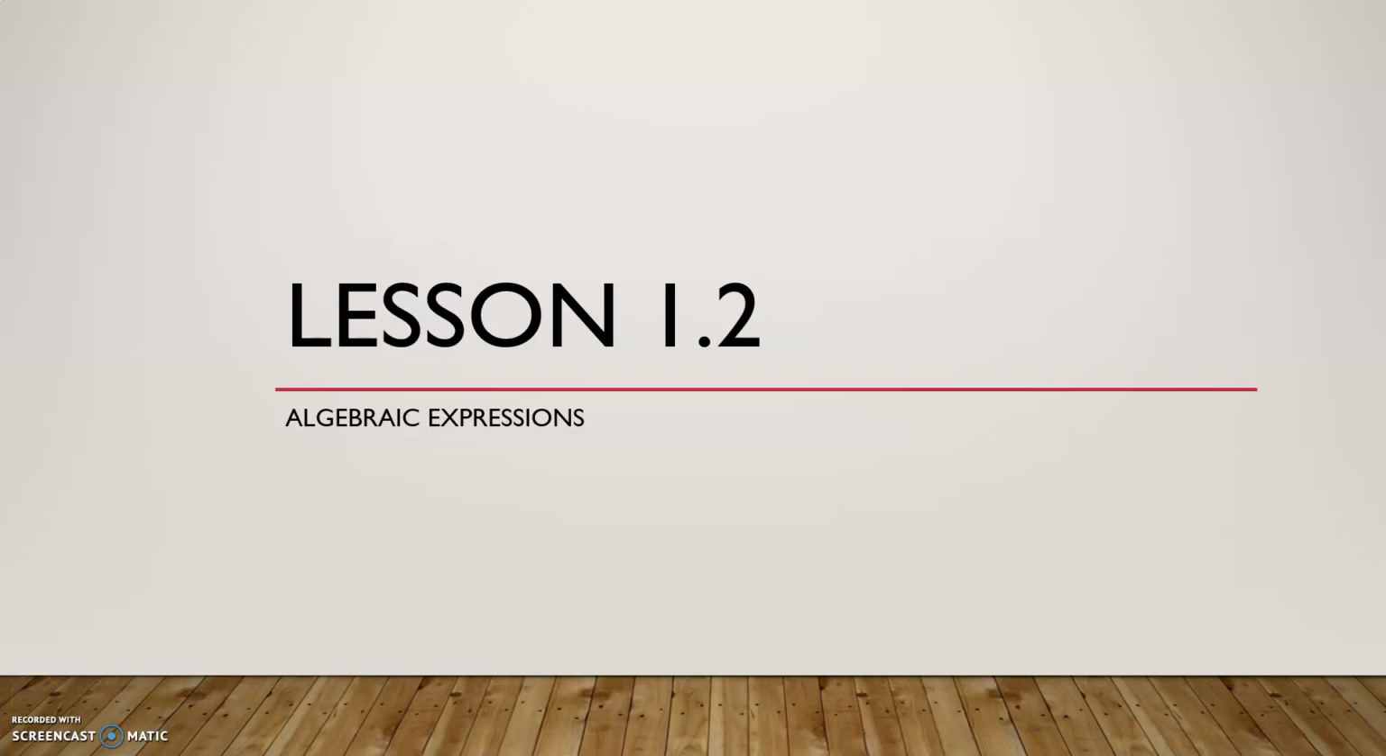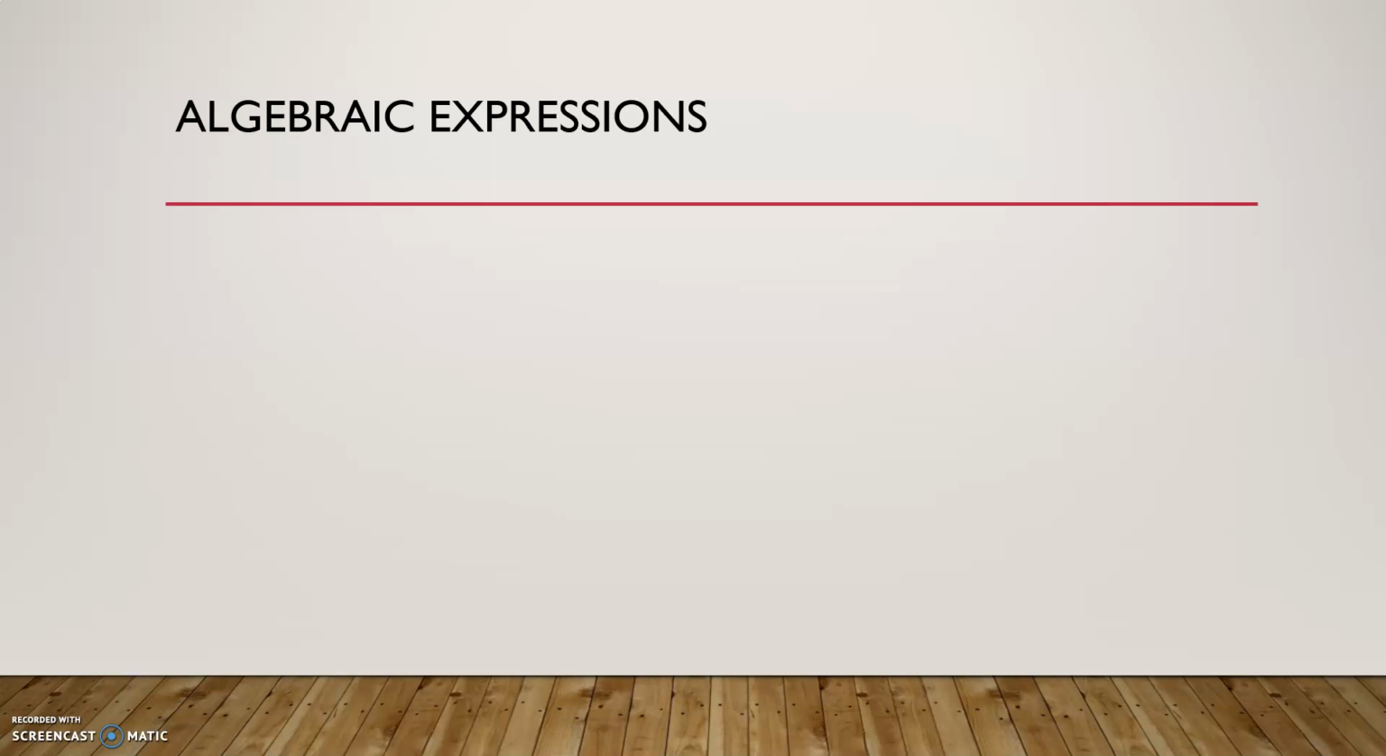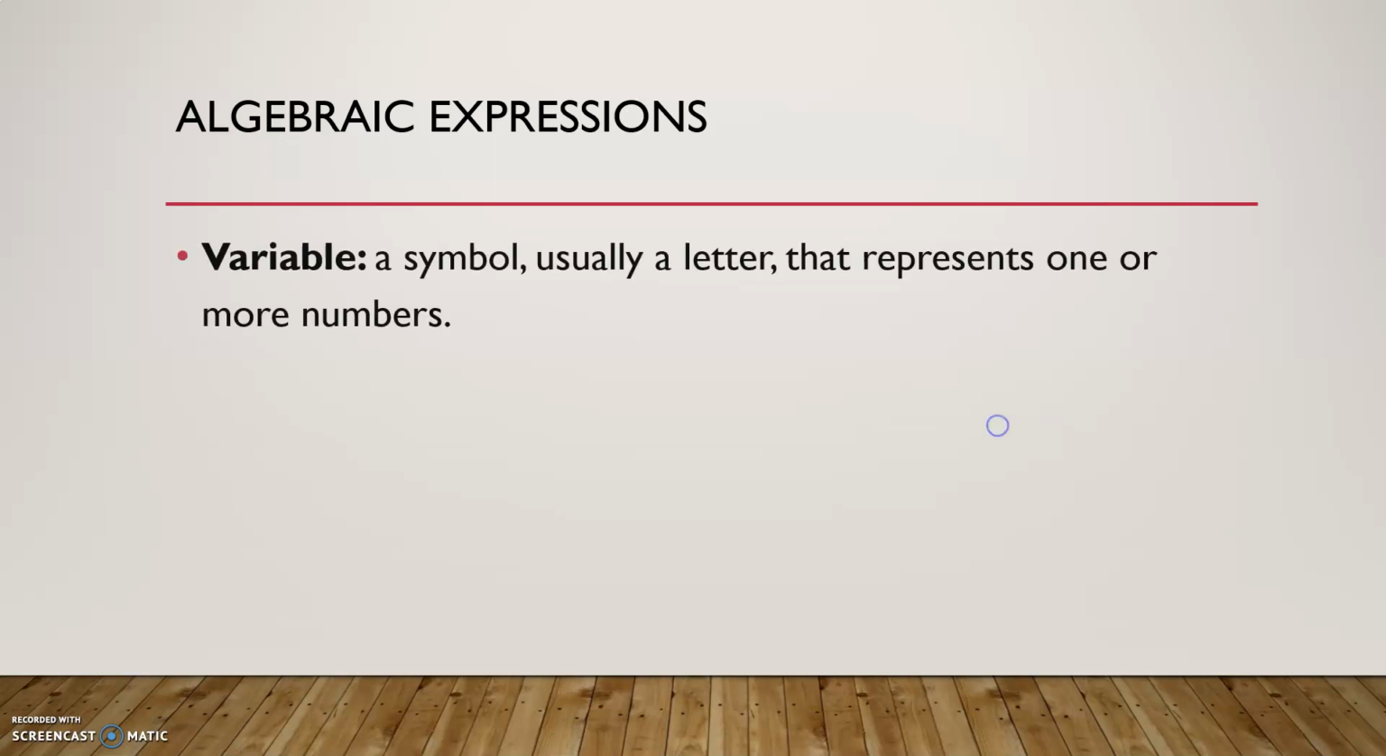Welcome to lesson 1.2 about algebraic expressions. To start this lesson, we are going to go over a few key terms. The first key term we need to know is variable. A variable is a symbol, usually a letter, that represents one or more numbers. So this would be something like if we had 7x plus 3, this right here would be our variable.